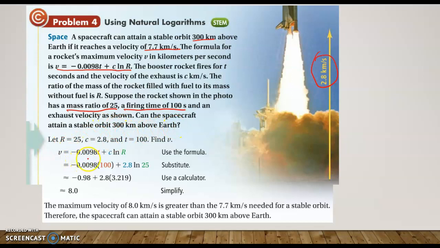So you've got negative 0.0098 t plus c ln r, and they've got everything for you to fill in. There's your t, there's your c, and there's your r. So you fill it in: that times 100, plus 2.8 times the ln 25, which is 3.219. And when they do it, it's about 8. The velocity needed is 7.7, so the answer is yes. Just got to know what it is they're looking for.